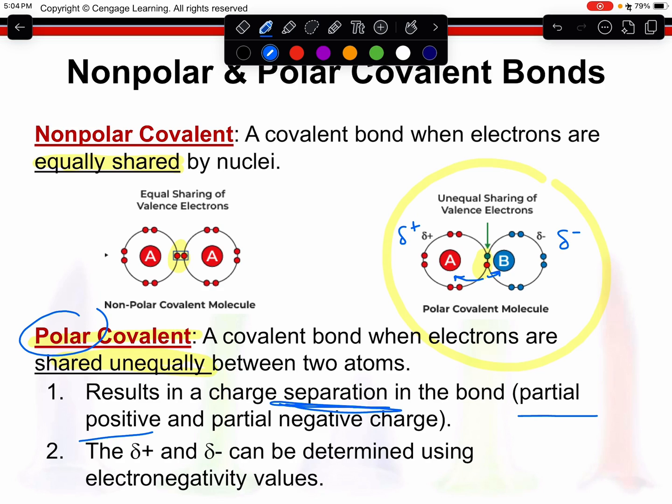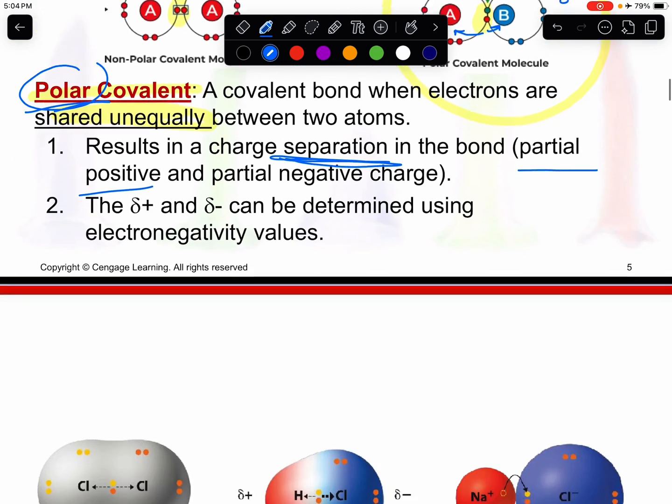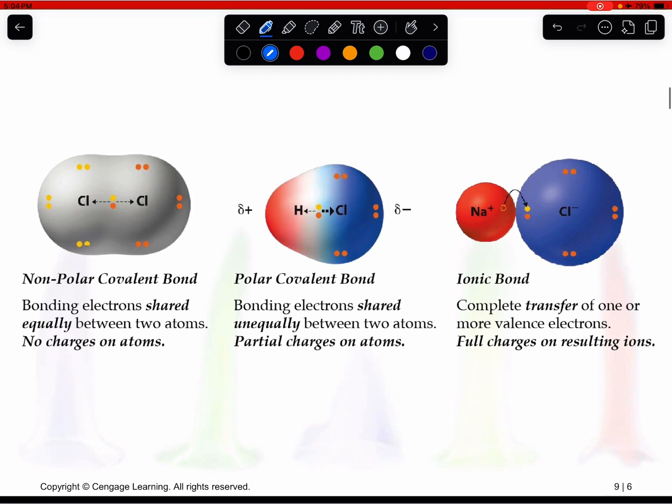You do not use partial positive, partial negative in terms of nonpolar, only polar. And I like this picture because it demonstrates the two bond types and then the subcategories. So on the left side here, we have nonpolar covalent, and you can see two Cl atoms equally sharing those electrons, so they both have an octet.